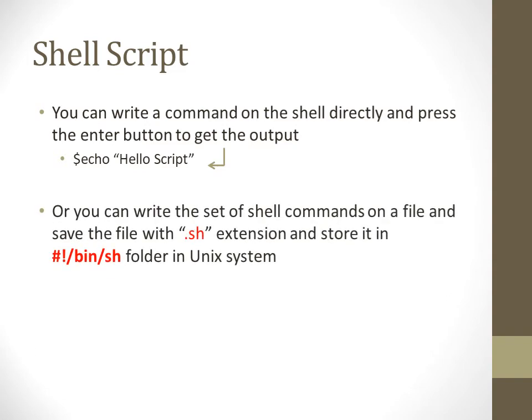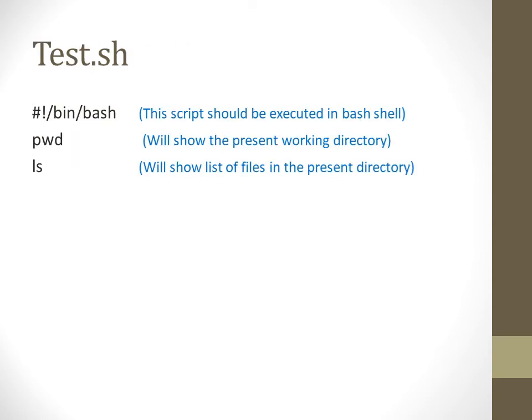But you can also write a set of shell commands in a file and save the file with the .sh extension. So it will create a shell script file. And after that you can store the file in the /bin/sh folder in a Unix operating system. Now let us create a shell script named Test.sh. In that shell script I am going to write three commands. First is #!/bin/bash. This command is telling that this script can only be executed in the bash shell.